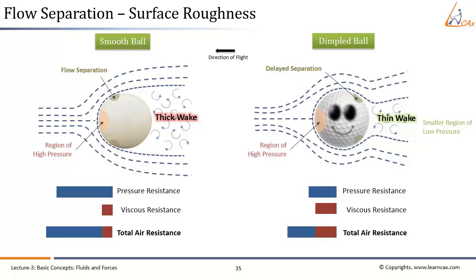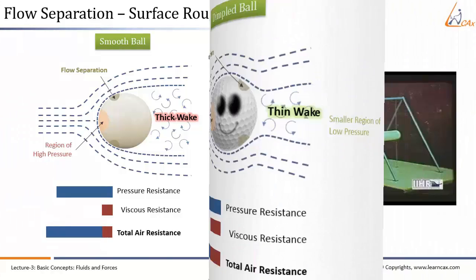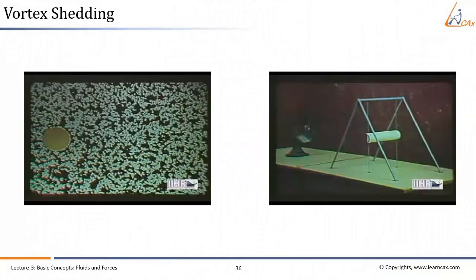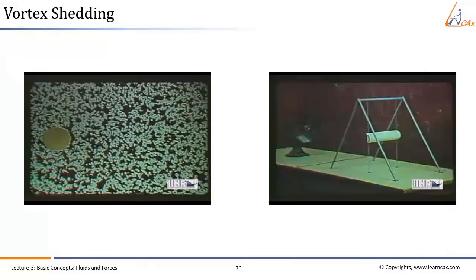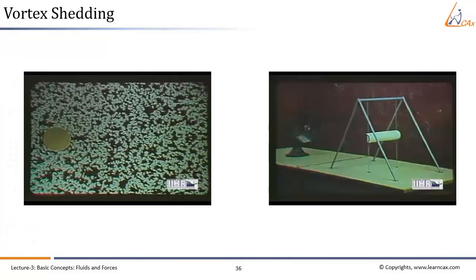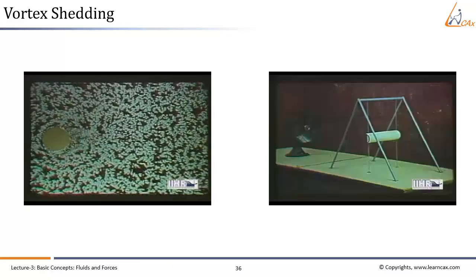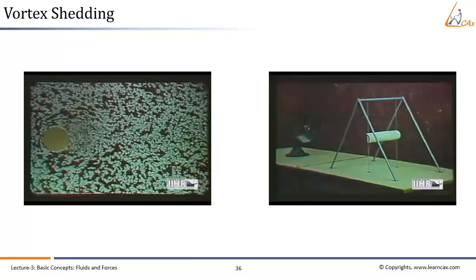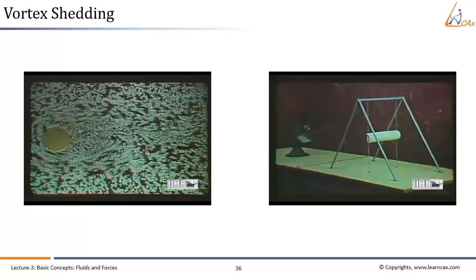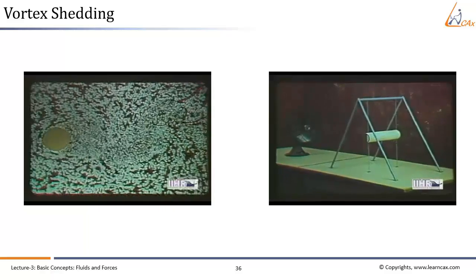At times, the effects of flow separation can be dangerous too. An important consequence of flow separation is the formation and shedding of circulating fluid structures called vortices in the wake region. Periodic generation of these vortices downstream is referred to as vortex shedding.